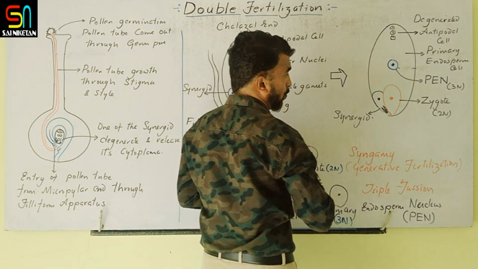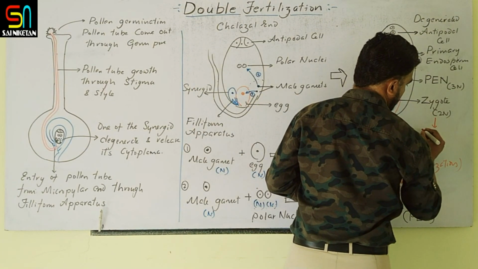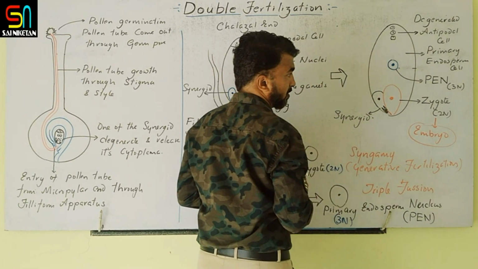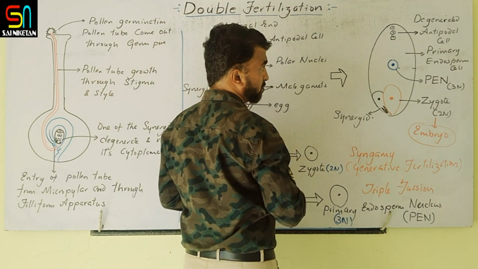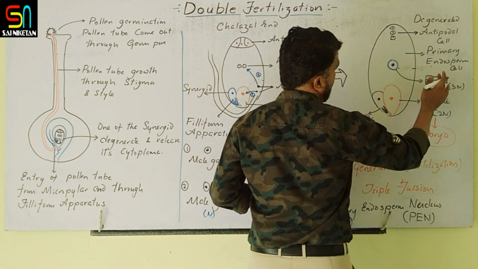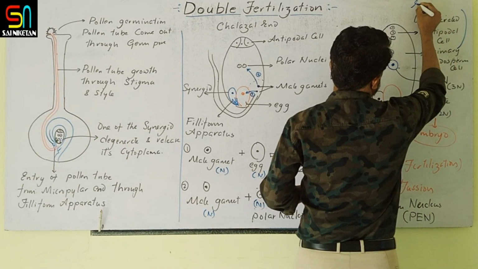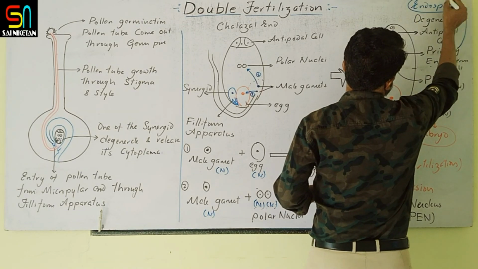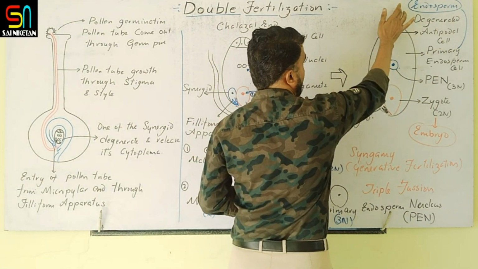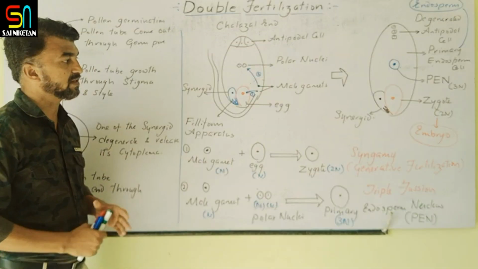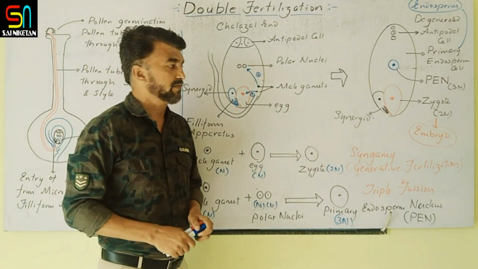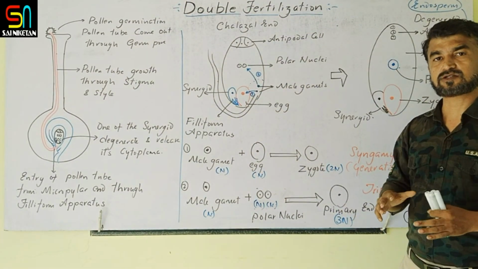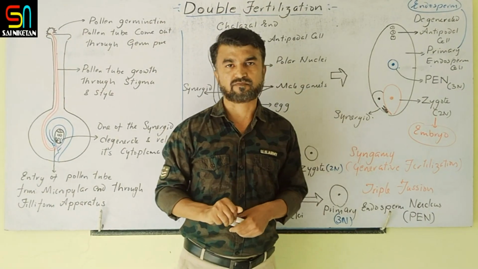So this zygote in future develops into the embryo, and this primary endosperm cell will develop into the endosperm. So this embryo and the endosperm are the post-fertilization structures. Now we are going to define this event. Double fertilization is a unique feature seen only in angiosperms, the flowering plants.